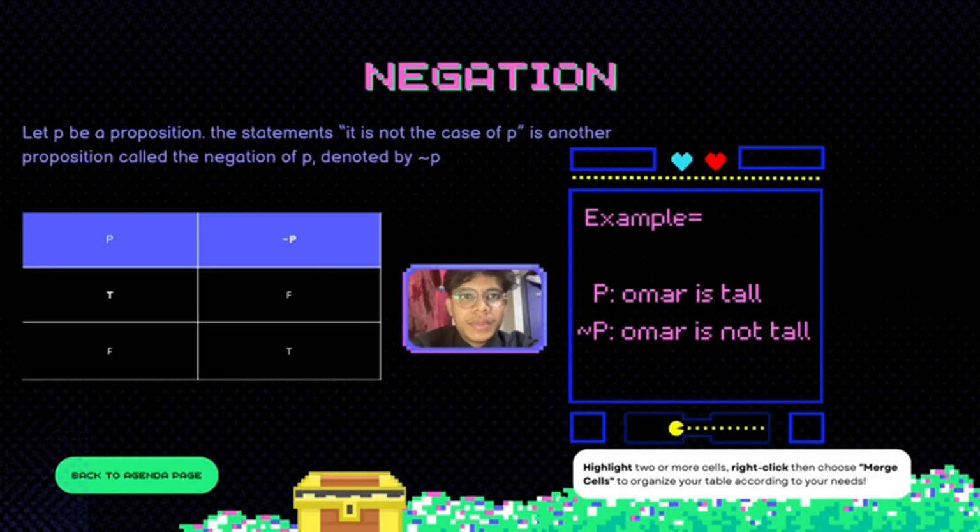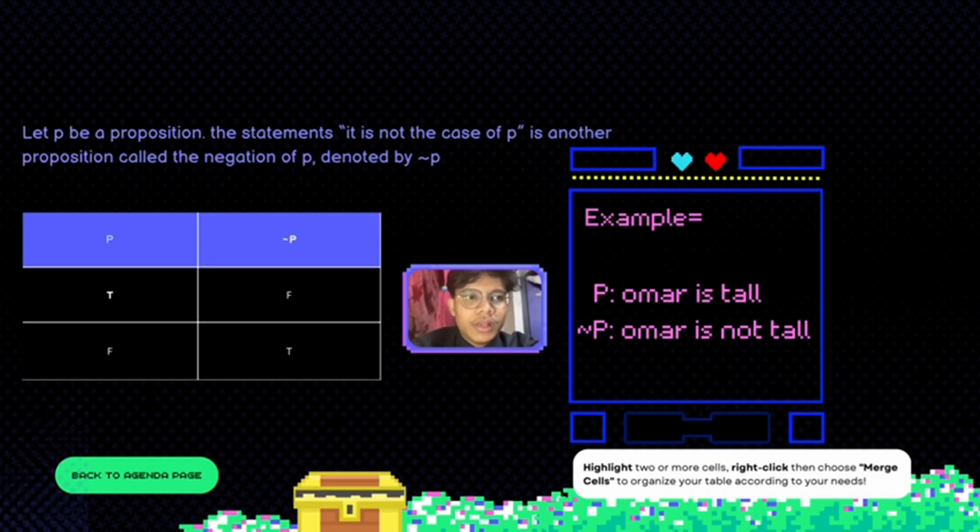Negation. Let P be a proposition. The statement "it is not the case that P" is another proposition called the negation of P, denoted by ¬P. So, if P is true, ¬P is false. If P is false, ¬P is true. For the example, P: Omar is tall. ¬P: Omar is not tall.